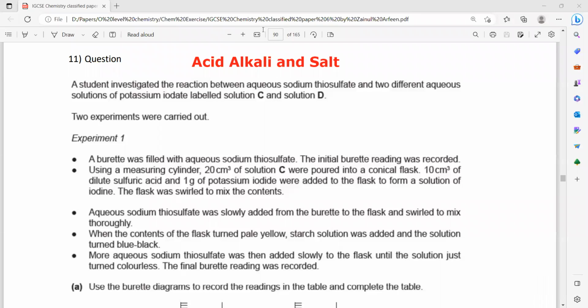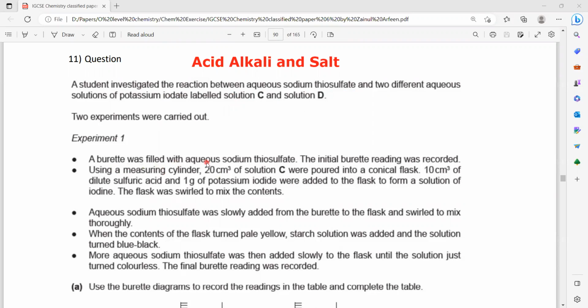So this one is classified under the practical acid, alkali, and salt topic. Today we'll solve question 11. A student investigated the reaction between aqueous sodium thiosulfate and two different solutions of potassium iodide. The student labeled the solutions as C and D. Two experiments were carried out.